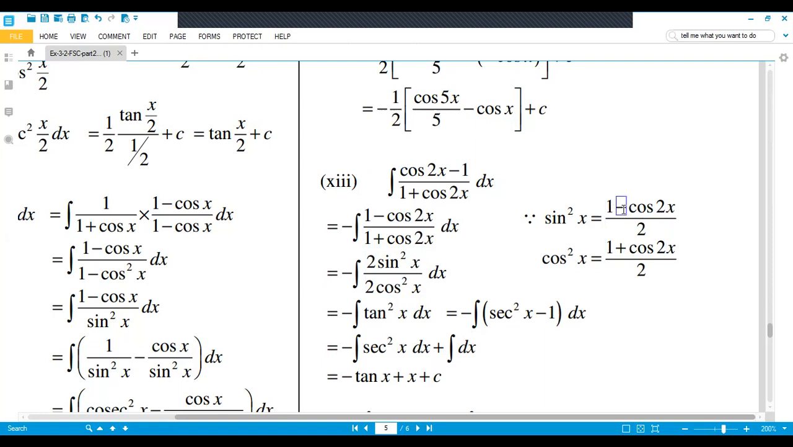To make it negative, what will we do? We take the negative sign common. So here the 2 and 2 will cancel, leaving sine square x divided by cos square x. You know that sine over cos is equal to tangent. So sine square x over cos square x is equal to tangent square x dx.